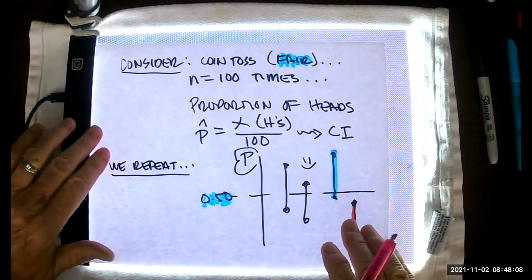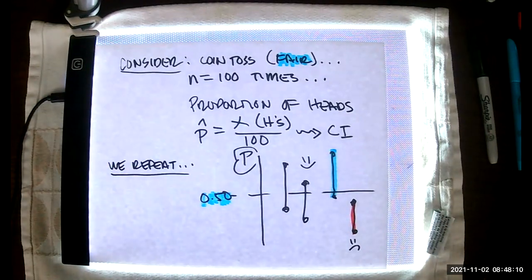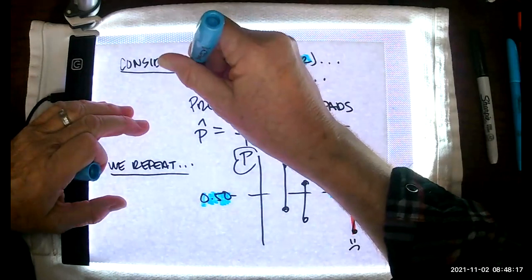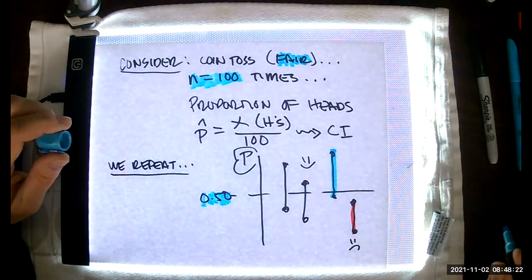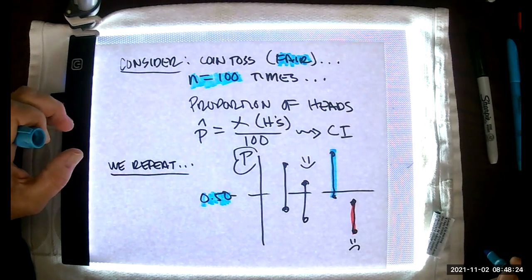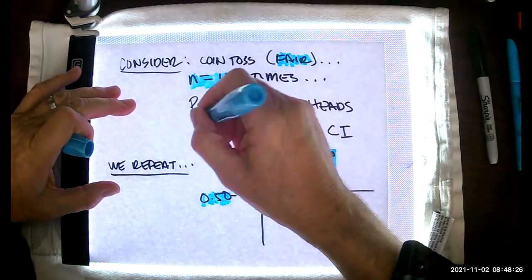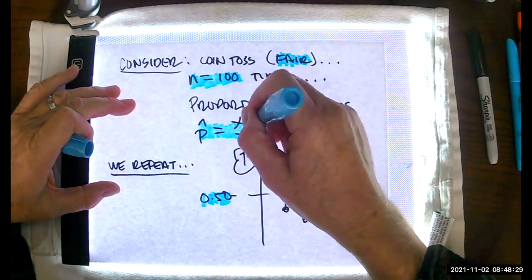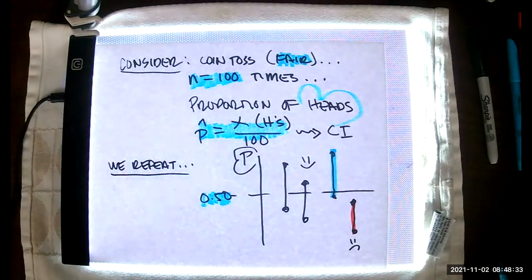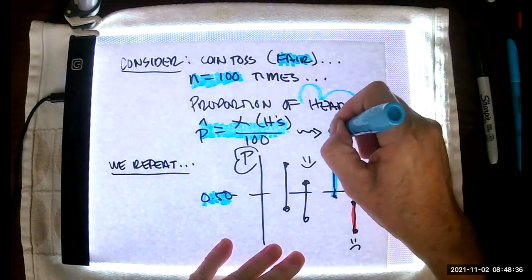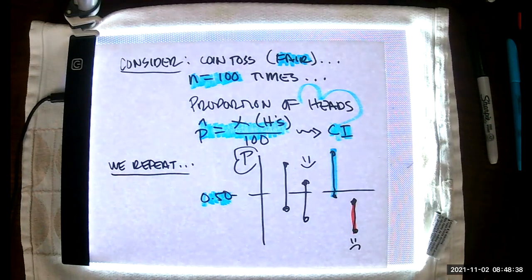Well, let me give you an example. I'm going to use this example as I go through the balance of the presentation. We're going to consider a coin toss. We're going to assume that the coin is fair. We're going to toss our coin n equals 100 times. So the point estimate that we have would be p hat equals x over n, where x is the number of heads, because I'm going to be looking at the proportion of heads. That's going to feed into the construction of this confidence interval.